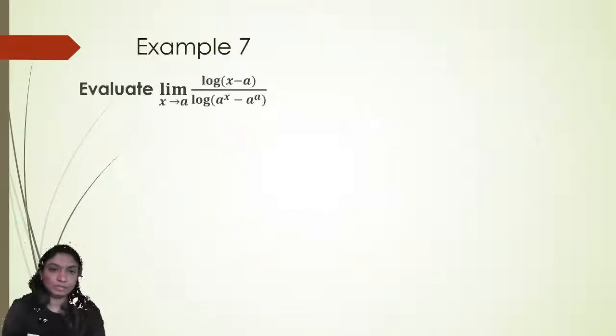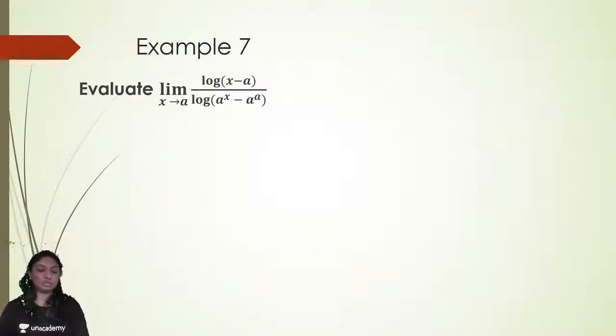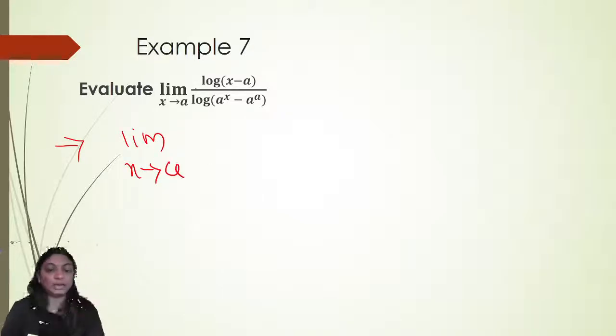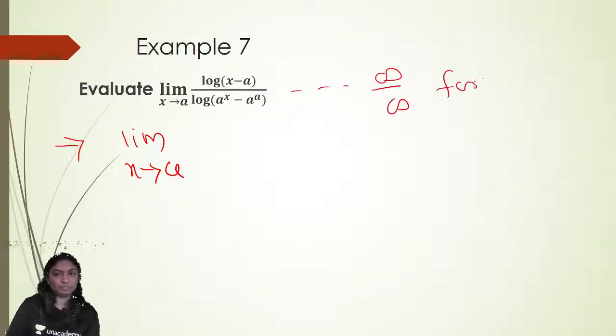Now next, evaluate limit as x tends to a, log of x minus a upon log of a raised to x minus a raised to a, right? So limit as x tends to a here. Now put the value, limit as x tends to a, log of a minus a, that is log 0, upon log of a raised to a minus a raised to a. Log of 0 is infinity, so it is infinity upon infinity form. Okay, using L'Hospital rule.